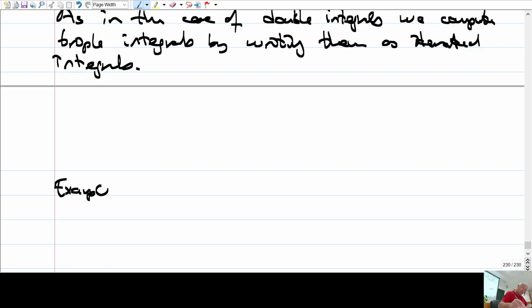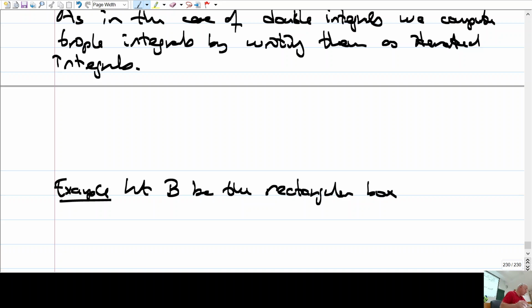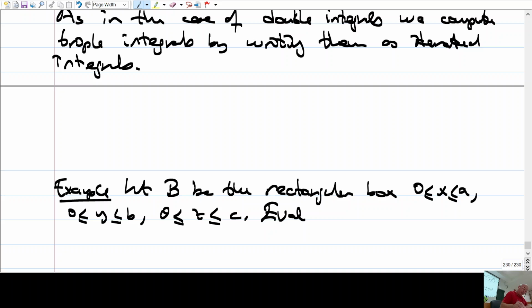Example. Let B be the rectangular box given like this. X coordinate ranges between 0 and A. Y coordinate ranges between 0 and B. And Z coordinate ranges between 0 and C. We are asked to evaluate the following integral.